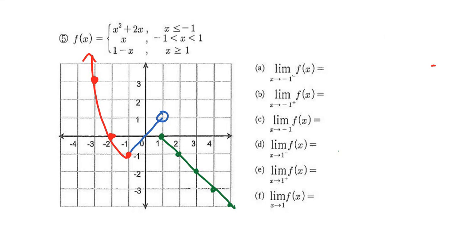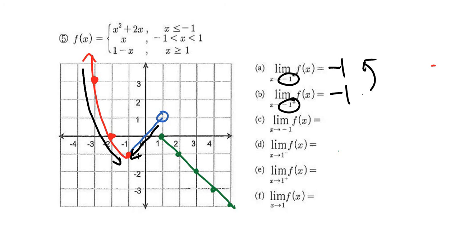Okay, so I'll use my black marker here. What's happening to this limit when I approach -1 from the left-hand side? When I'm approaching x equals -1 from the left-hand side, the height that I get to is -1. And if I'm approaching -1 from the right-hand side, this height is also going to be -1. Since the left-hand limit and the right-hand limit are equal, this limit has a value of -1.